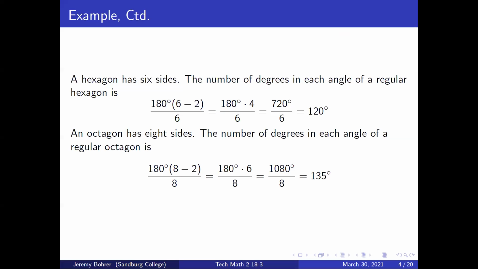A hexagon has 6 sides. The number of degrees in each angle of a regular hexagon is 180 degrees times 6 minus 2 over 6, which comes out to 120 degrees. And an octagon has 8 sides. The number of degrees in each angle of a regular octagon is 135 degrees.